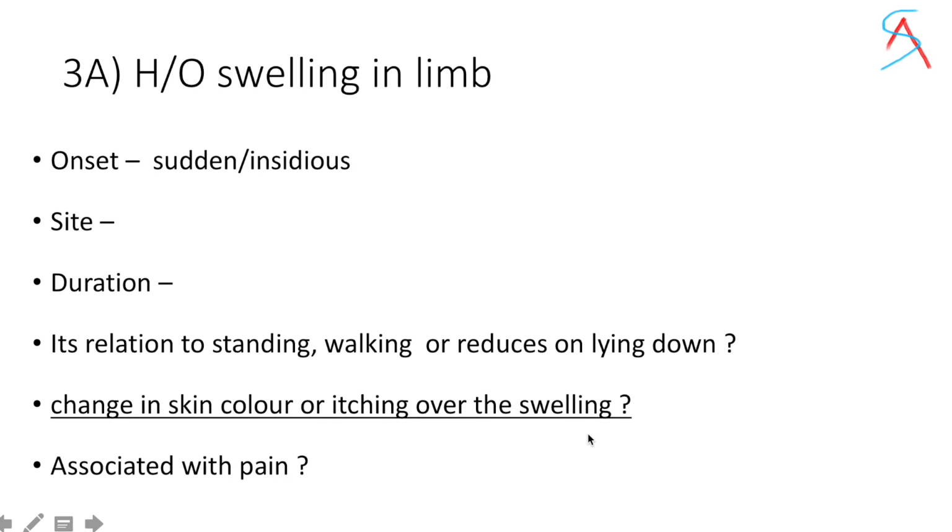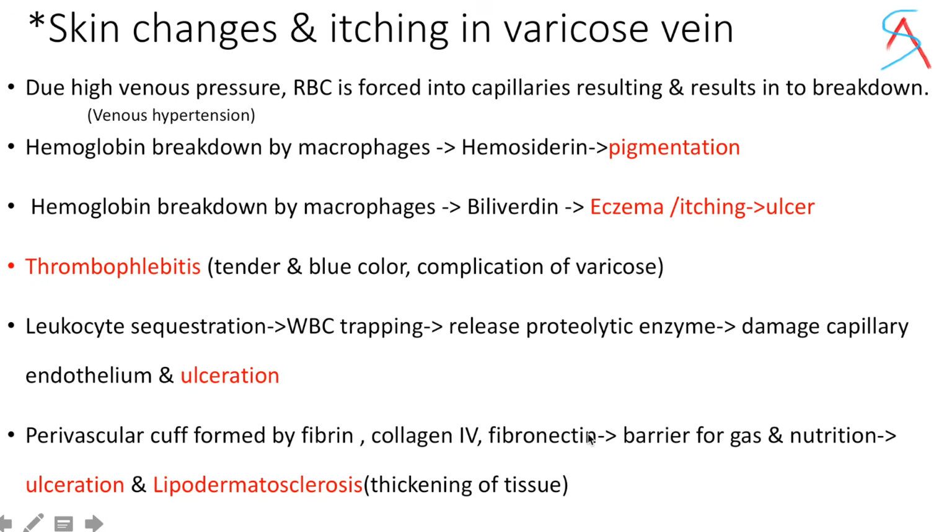Why the skin color change and itching are important is due to the high venous pressure, which we call venous hypertension. RBCs are forced into the capillaries and that will result in breakdown of RBCs by the macrophages. If hemoglobin is broken down, hemosiderin will be formed, which will cause pigmentation, and biliverdin will also be formed, which will cause eczema or itching.